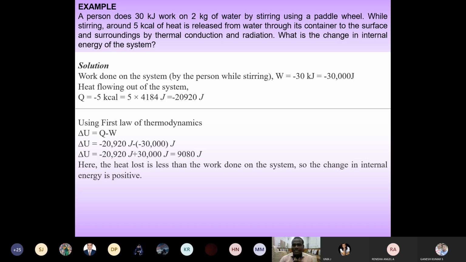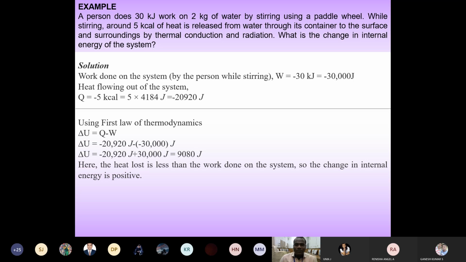What is the change in internal energy? So what do we want to find? The change in internal energy, delta U. How can we find the solution? Work done on the system. So here, work done on the system, so W is equal to minus 30 kilojoule. We can convert this kilojoule into joule, so W is equal to minus 30,000 joules.